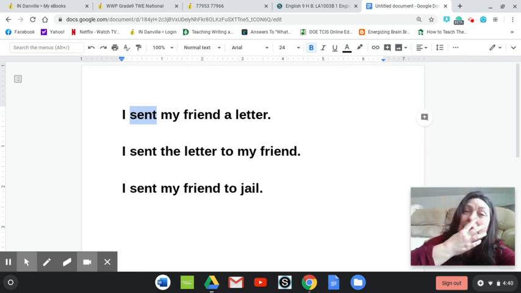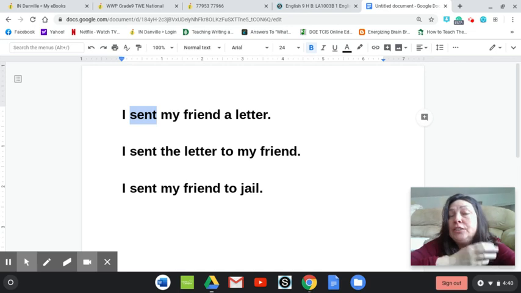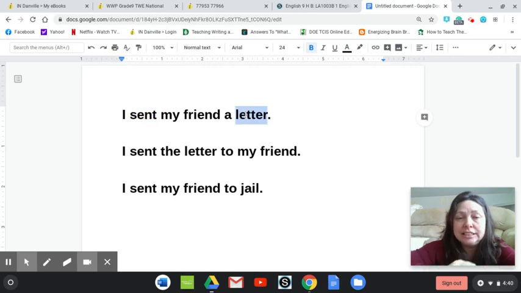Now you usually don't send people places. You can, but you usually don't. It's usually a thing, right? So I sent what? A letter. Here's what's really key to understanding this. Letter is the direct object. So you ask what or whom.